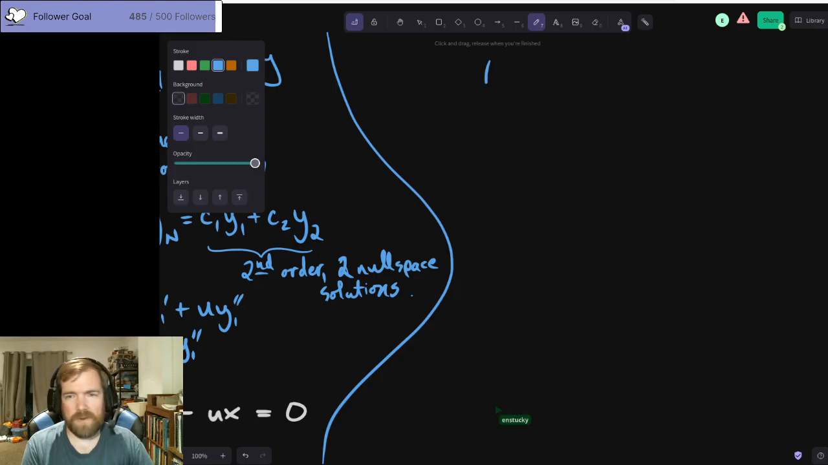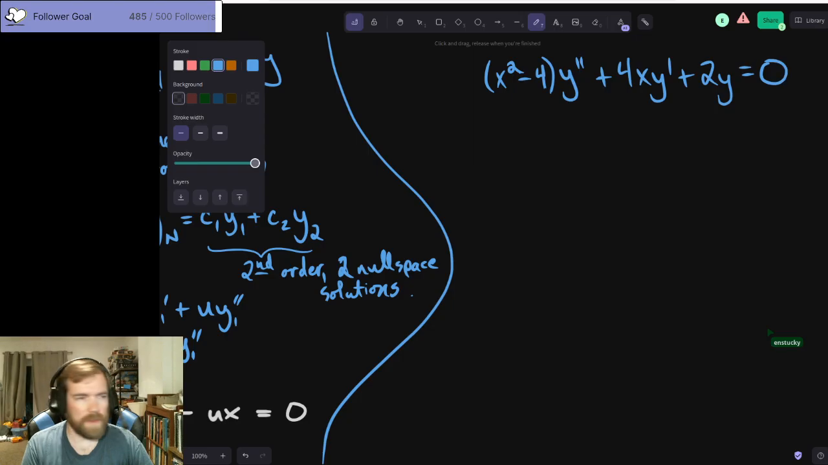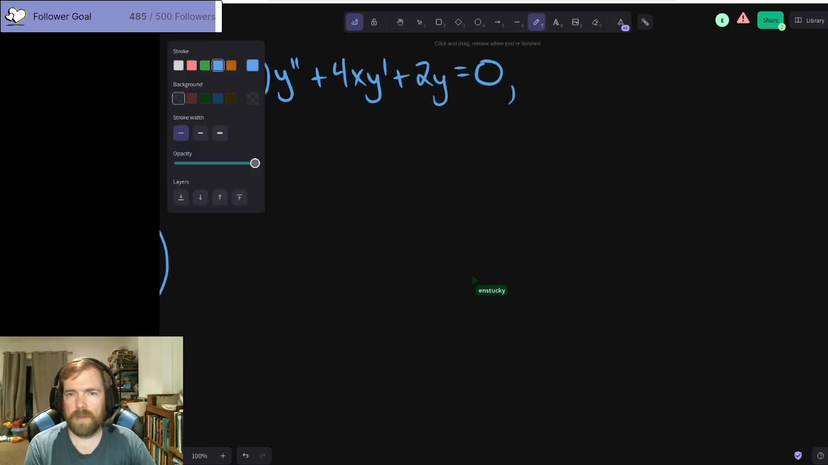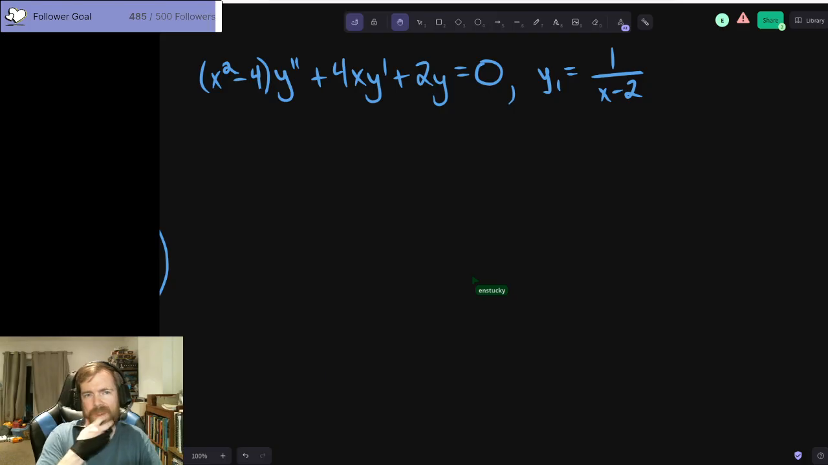Okay, so a bit harder of an example: x squared minus 4 times y double prime plus 4xy prime plus 2y is equal to 0. And the claim is that y1 is going to be 1 over x minus 2. Okay.